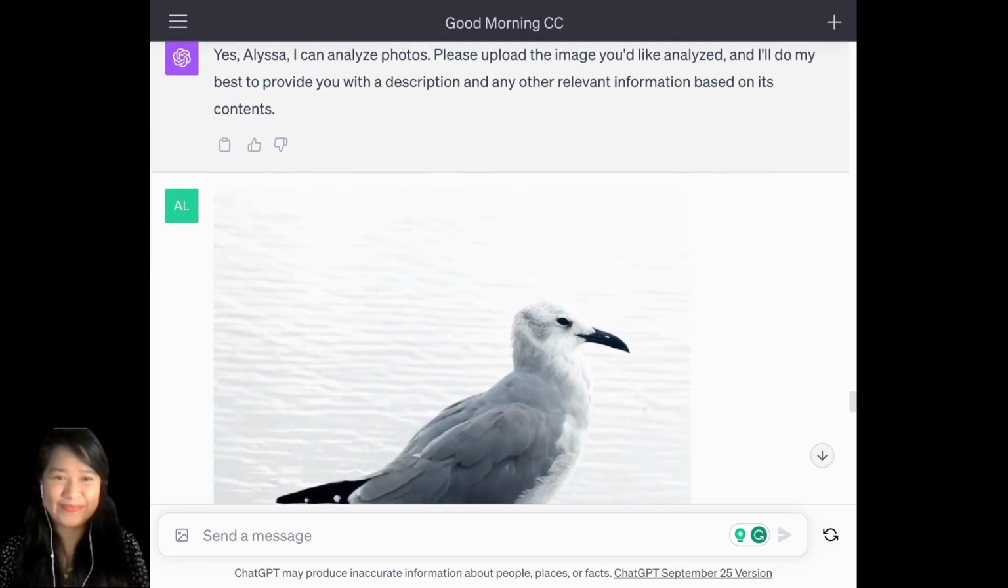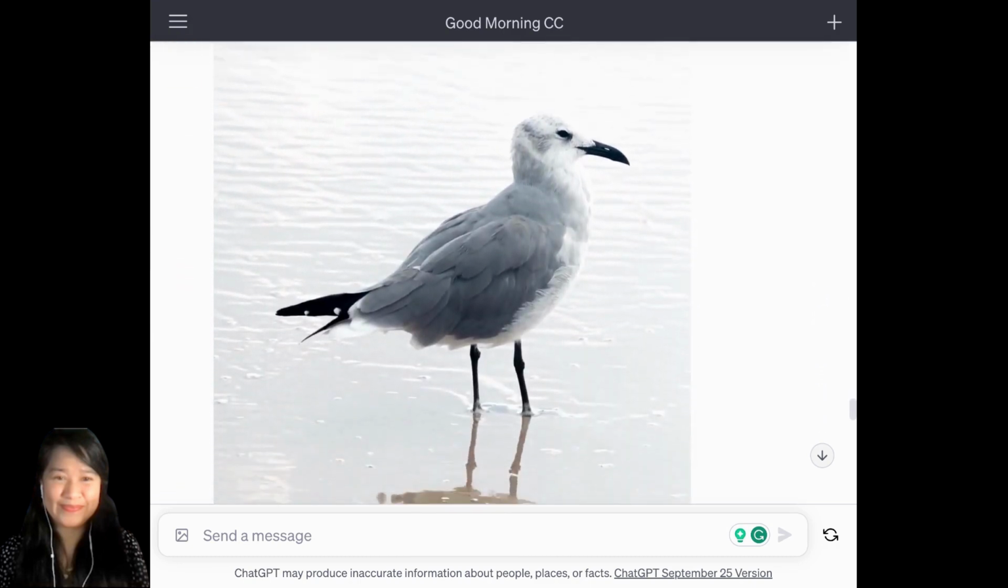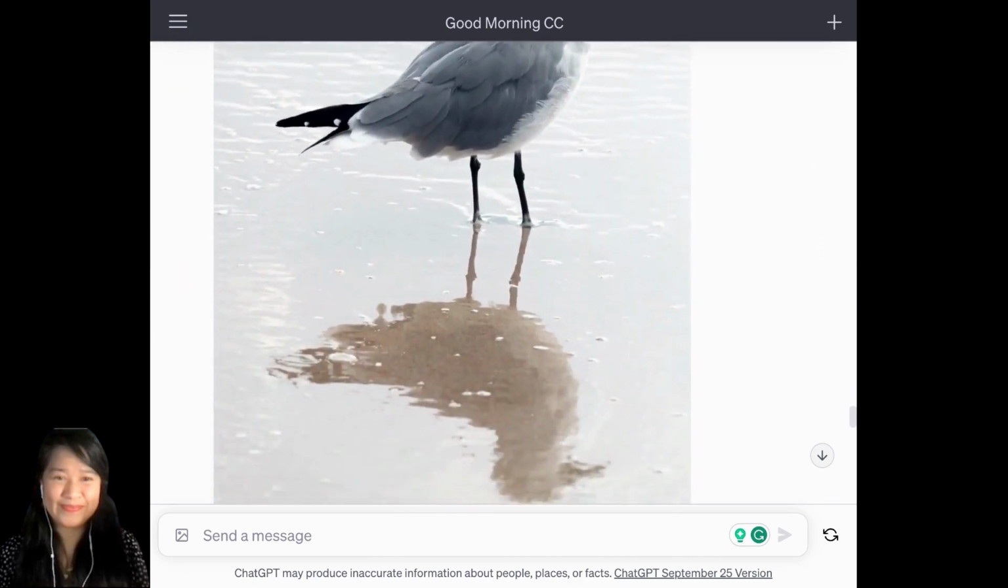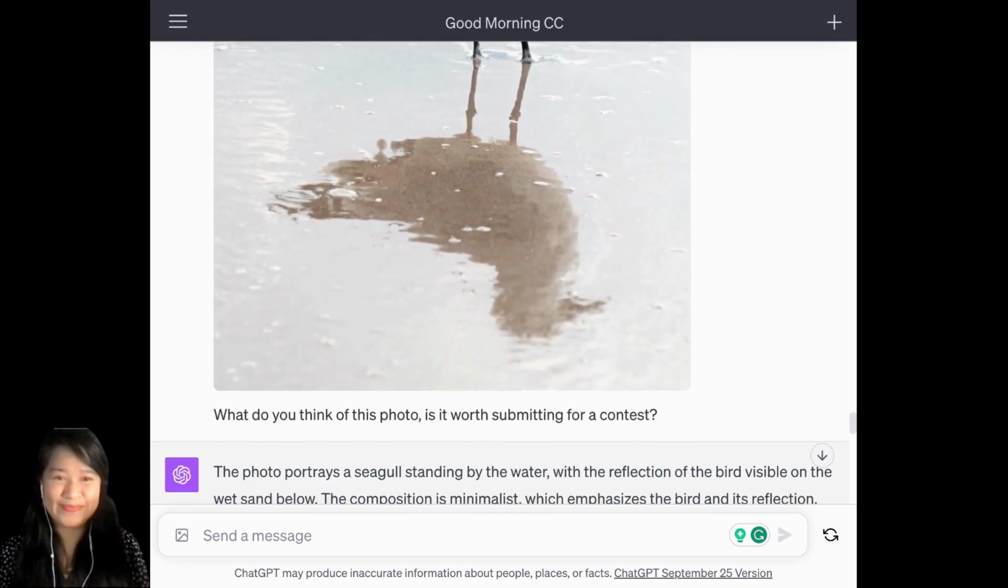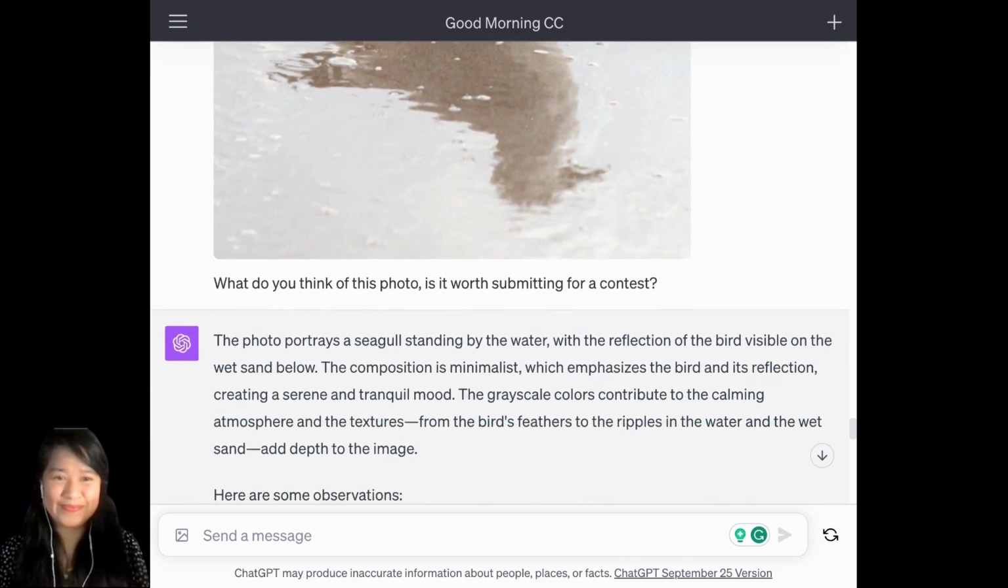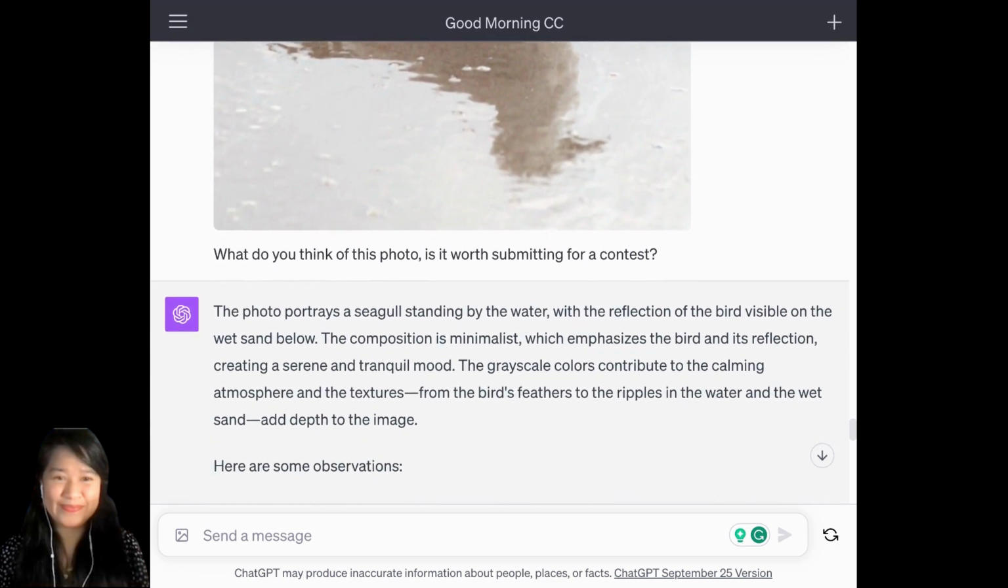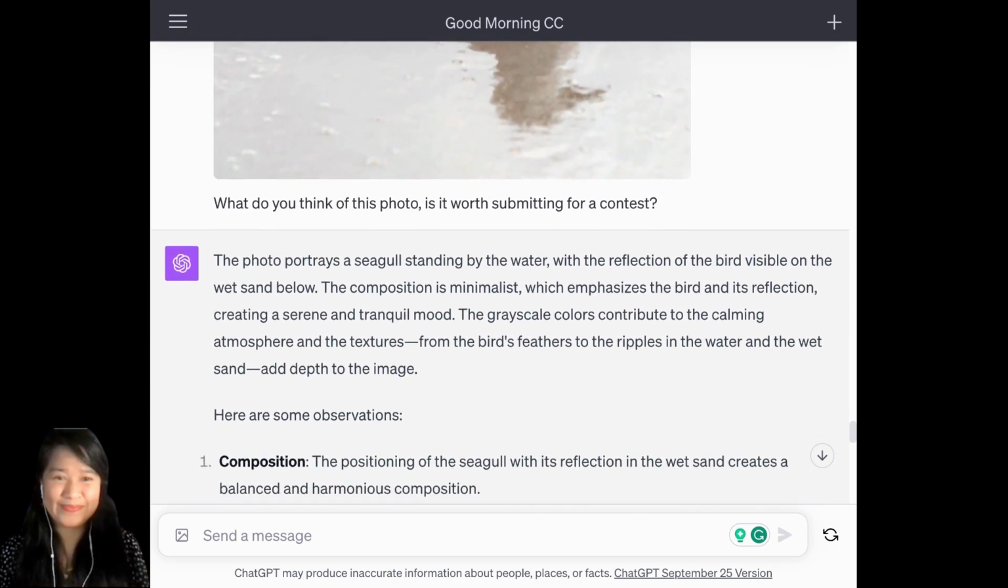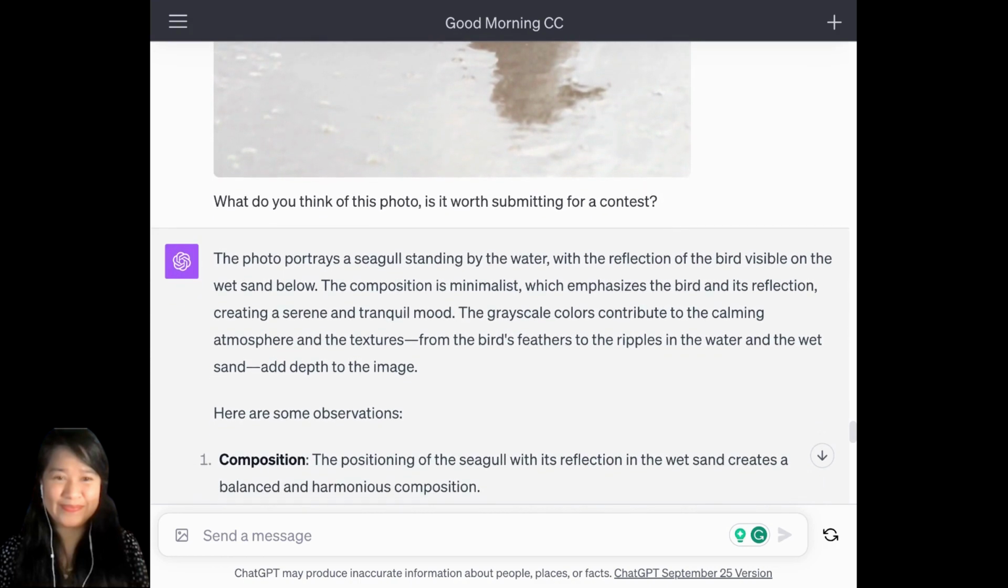And the first image that I upload is this image of a seagull. And then with a question, what do you think of this photo? Is it worth submitting for a contest? And then it gave me the explanation, like the elements of it. First it described the photo, to tell me what it is.